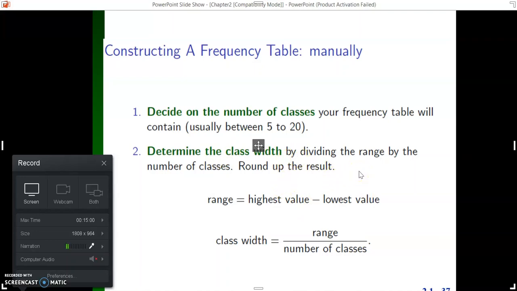If you want to determine the class width or number of classes, you can apply this formula. For that, first you have to find the range. Range equals highest value minus lowest value. Then, to get the class width, we can apply this formula: range divided by number of classes. Or if you want to find the number of classes, you can divide range by class width.